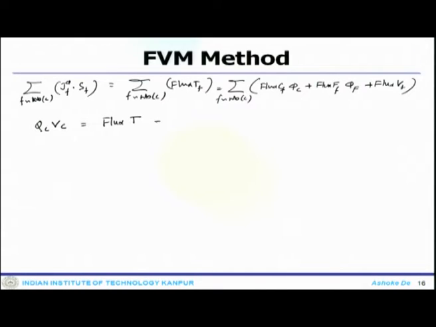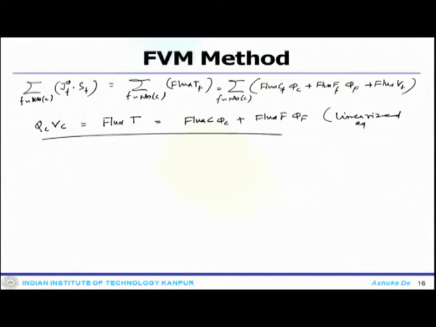So, if you write down the flux C phi C, the flux F phi F, so it is a linearized equation. Okay. Now, if you have, let us say, a constant source term, what happens?